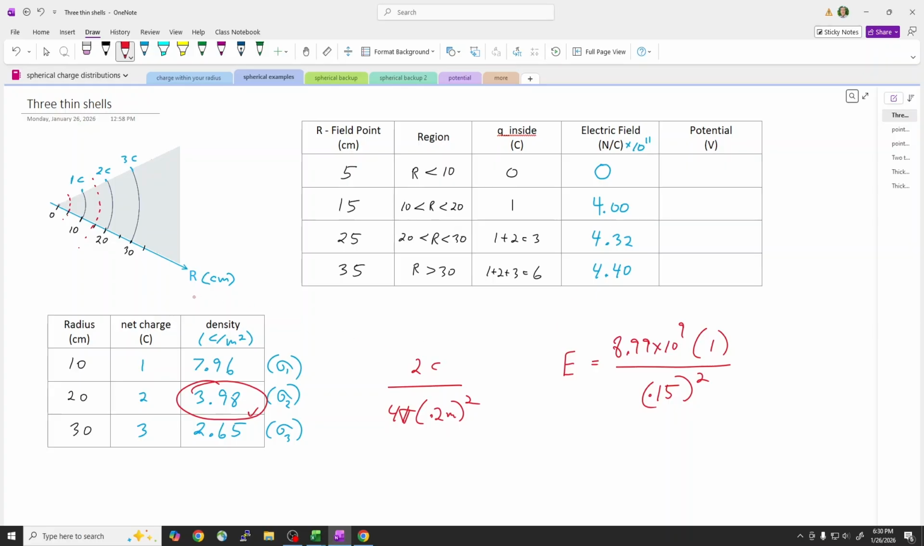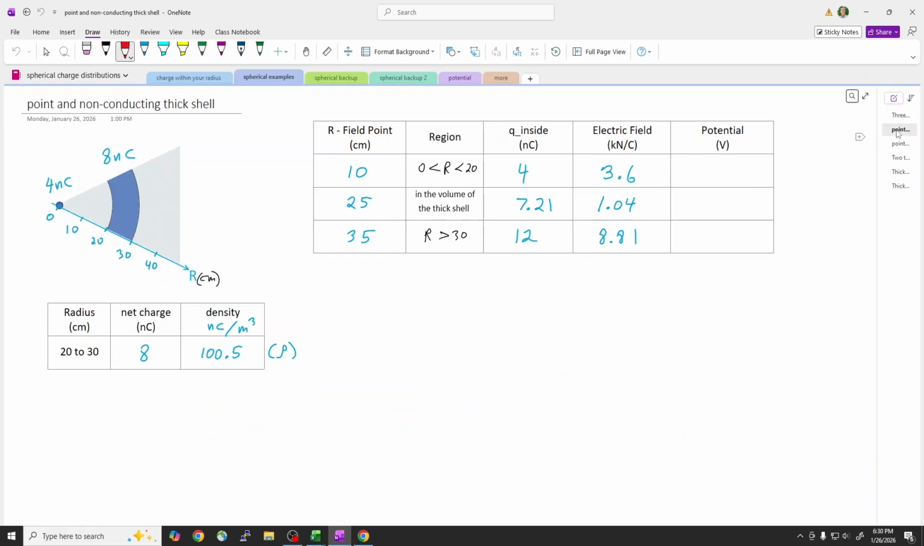At 25 centimeters, now the 1 and the 2 coulombs are within our radius. So we have a charge inside our radius that's 3 coulombs, the 1 plus the 2. Right? At 35 centimeters, we have all of the charge, the 1, 2, and 3, or 6 coulombs. Right? So in each of these cases, just do kq over r squared, where the q is the q inside our radius, and verify that you get those results.